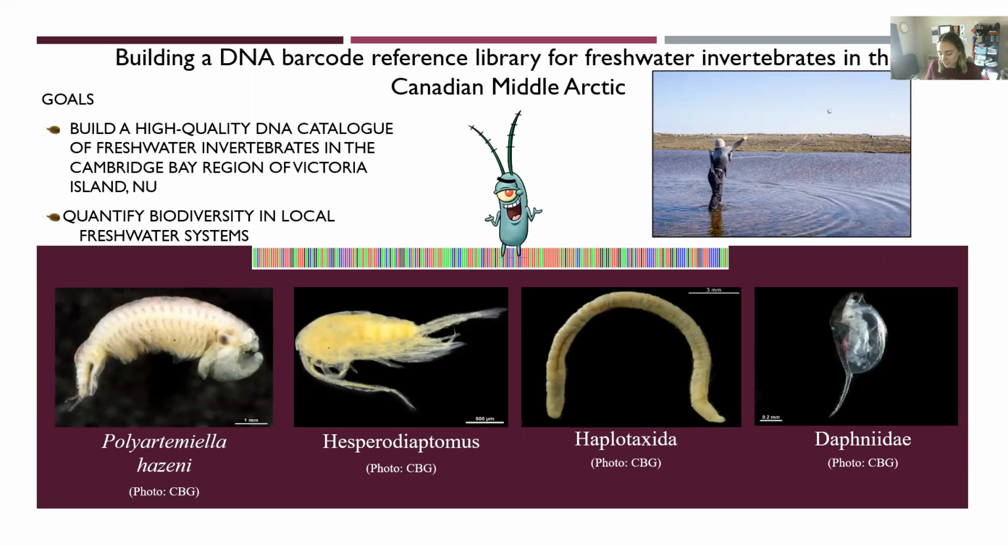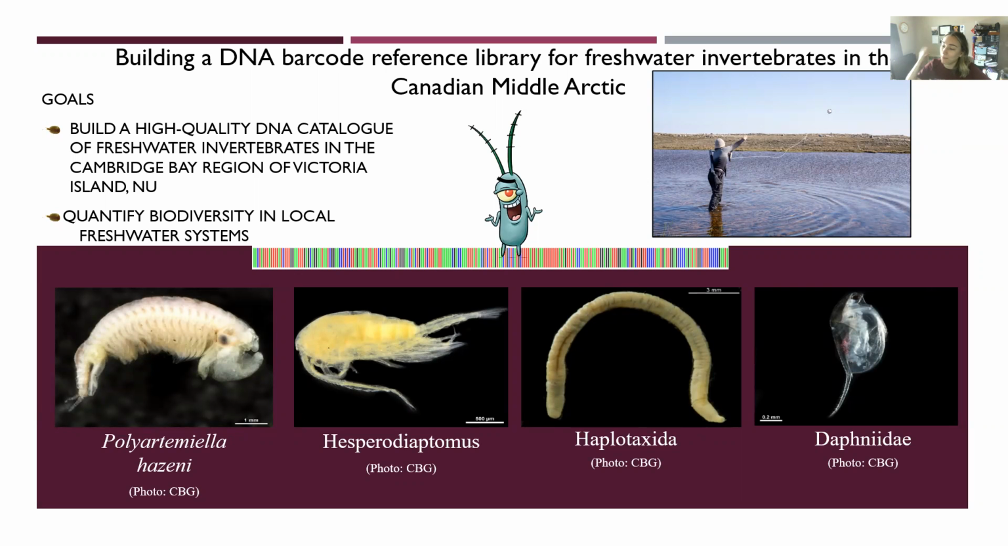I'm a PhD student at the University of Guelph, and my research is based on building a DNA barcode reference library for freshwater invertebrates in the Canadian Middle Arctic. This research is extremely important because this library currently just doesn't exist, which limits our understanding of baseline ecology in this region. The goals of this chapter are to build a high-quality DNA catalog in the Cambridge Bay region of Victoria Island in Nunavut, and to quantify biodiversity in local freshwater systems.